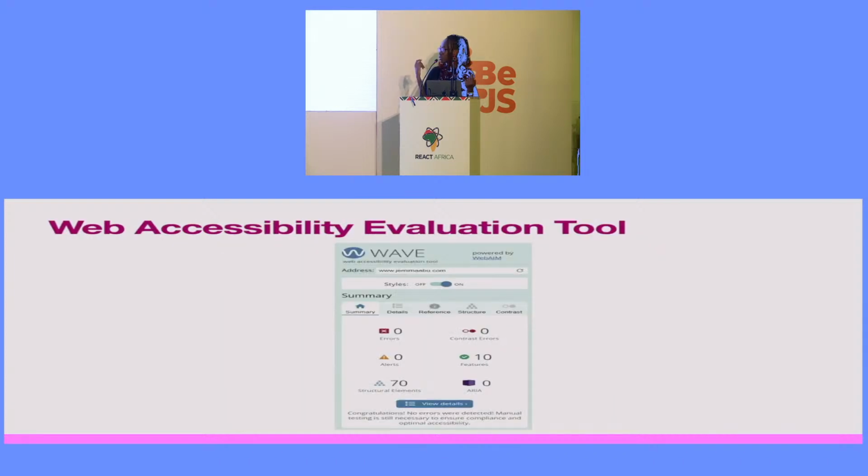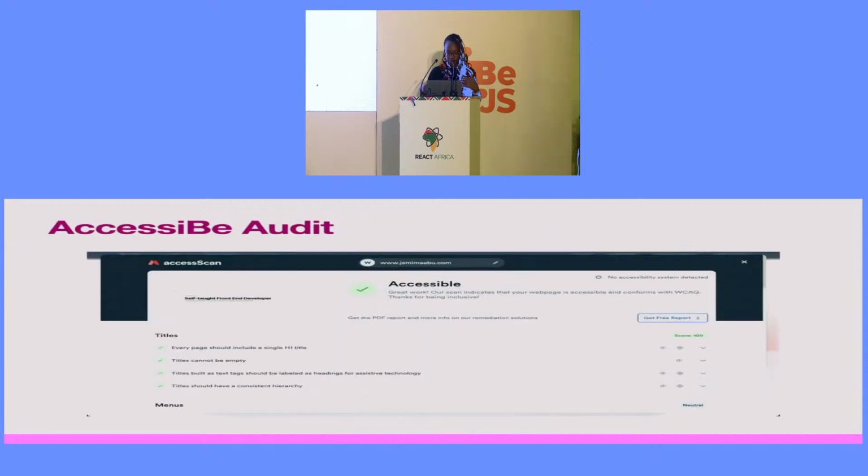Another tool I would use is the Web Accessibility Evaluation tool. This is actually a website, so you just go there and put in the URL that you want to test, and then it returns any breakdown that you need. It can tell you what errors you have or what structural things you need to look out for while you're building.